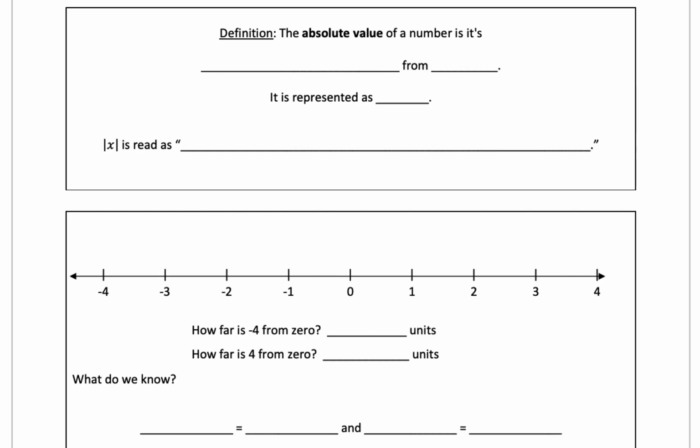Hi, in this video we are going to be reviewing absolute value, how to model it, and how to use it with operations of integers. So to start off, the definition of the absolute value of a number is its distance from zero. So we're going to be talking about how far away this number exists on the number line from zero. So we're just basically counting the spaces between the number and zero on that number line.